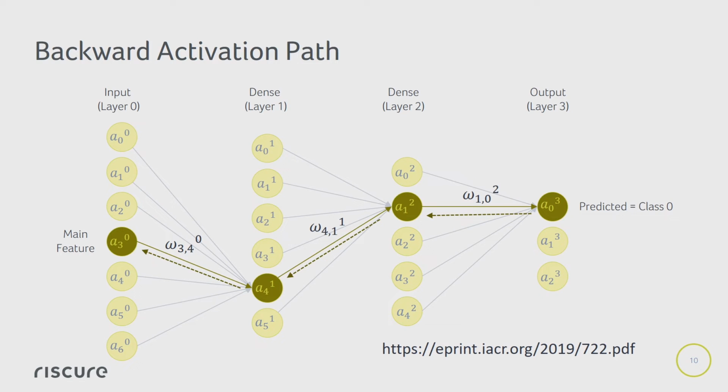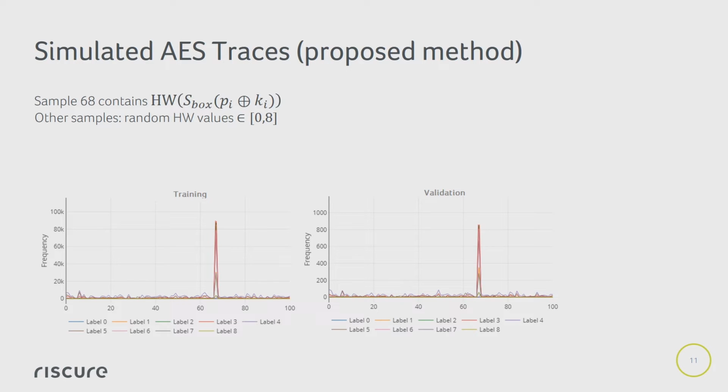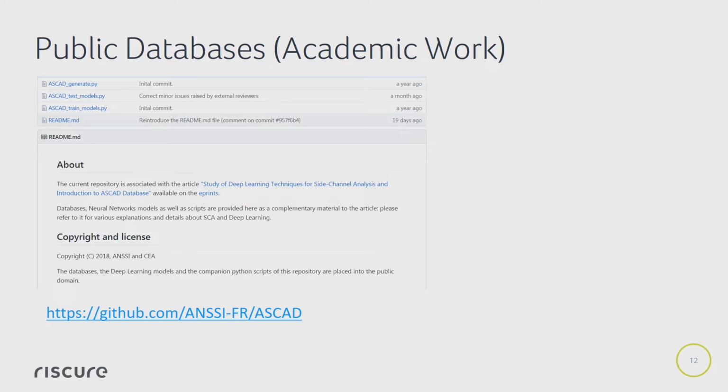Okay, so this is just some technical details about the methods and some results. Just to validate, we did some simulated traces. I created simulated traces of 100 samples, and I defined that sample 68 contains exactly the Hamming weight of my output, the S-box output. And the rest of the samples are just random values. When I train the network with these simulated samples, it points to the sample where the leakage is located, where the label is located. You already see the results in the real traces, so I will not focus too much on simulated ones.